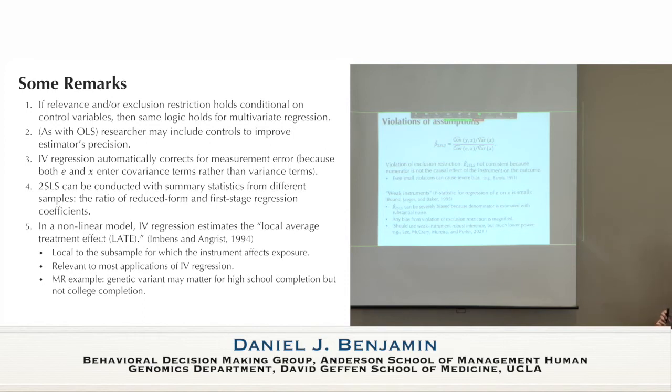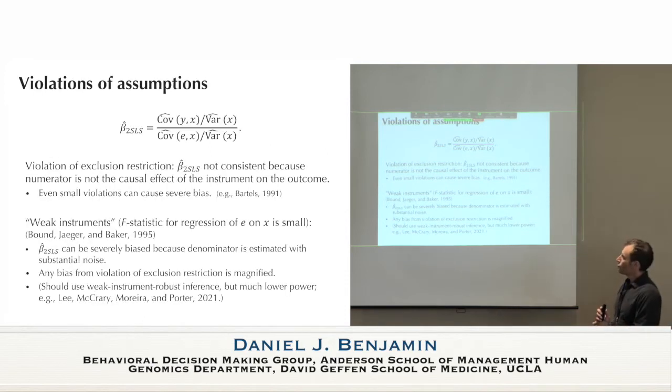OK, so hopefully I've just convinced you that instrumental variables is extremely powerful and very cool. But the reason why you have to be so careful with it is that if its assumptions are violated, it can do very badly. And its assumptions can be violated in ways that you may not realize, because the exclusion restriction is untestable in your own data.